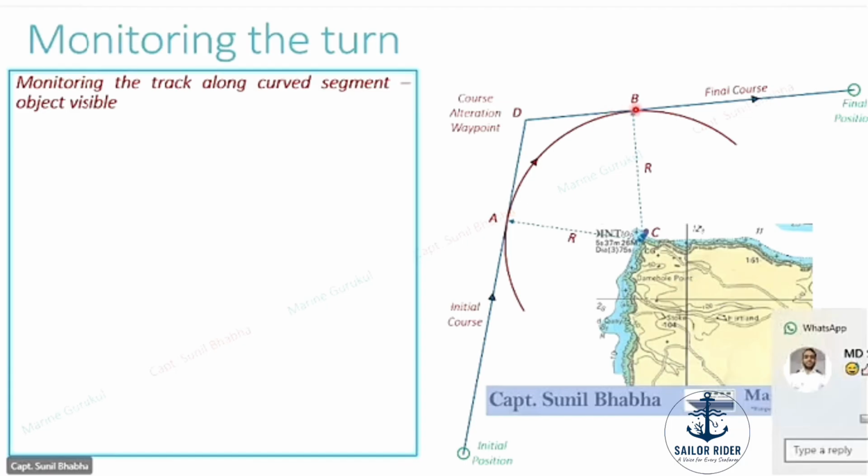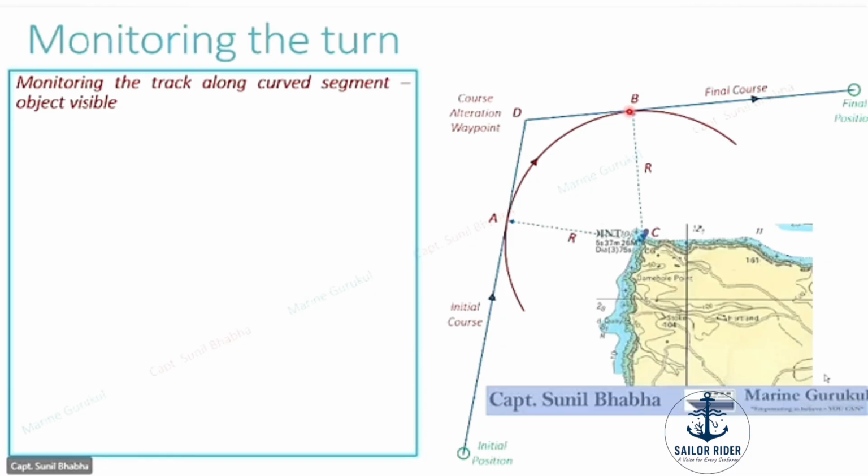Likewise, once the ship has completed the turn and after point Bravo it starts to move on the final course, again it's a straight line track and it is easy to monitor this. We are going to see now how to monitor the progress of the ship from Alpha to Bravo when the vessel is moving along the curved path or on the arc of the circle.